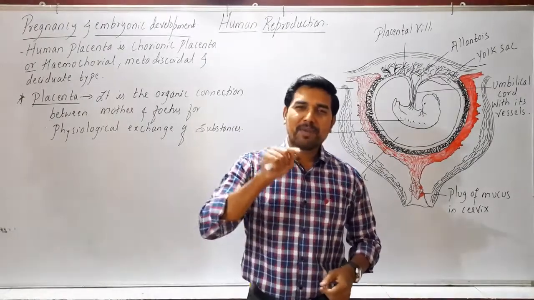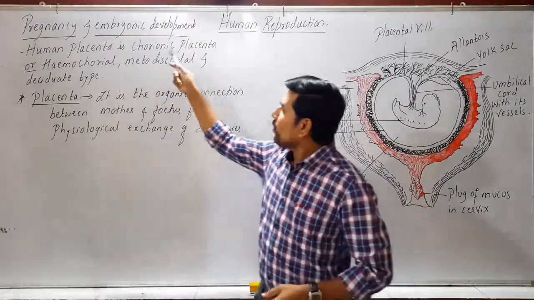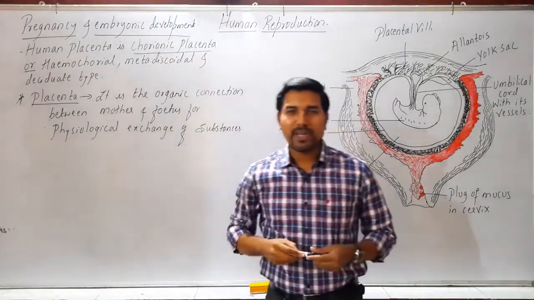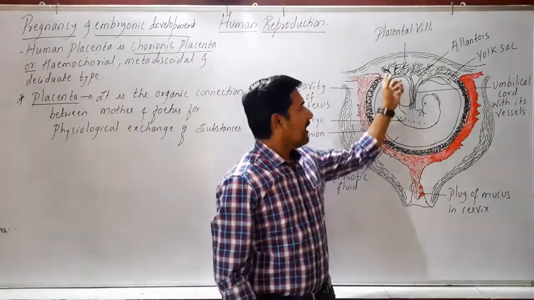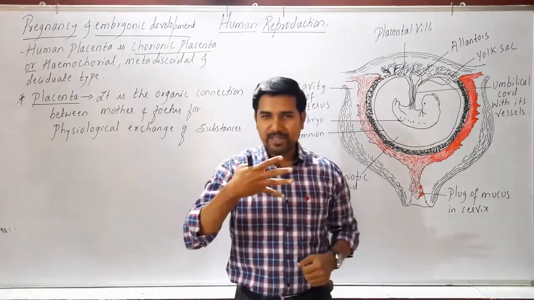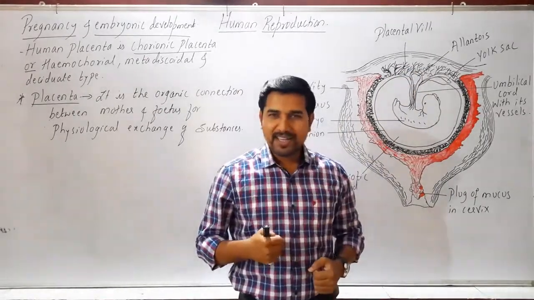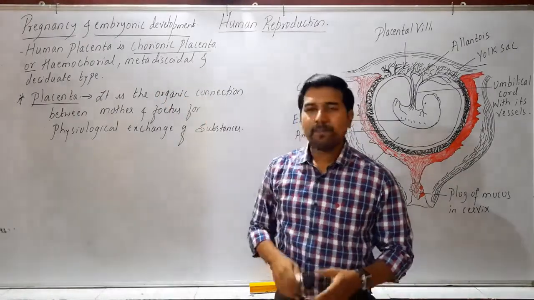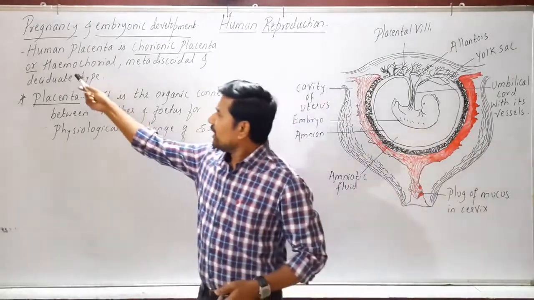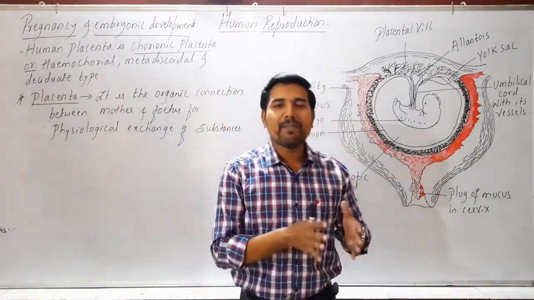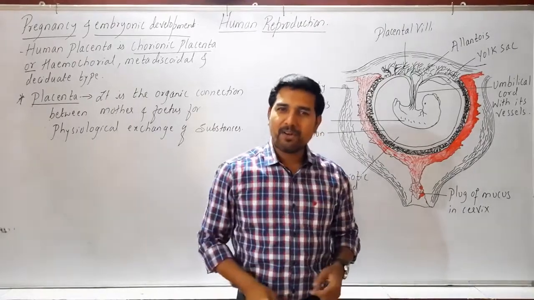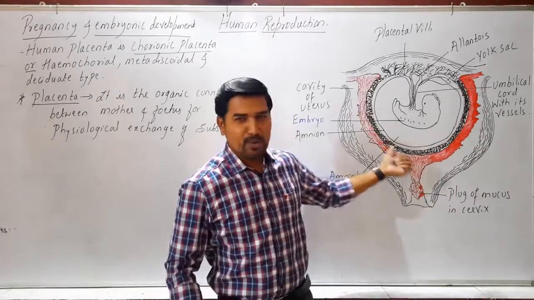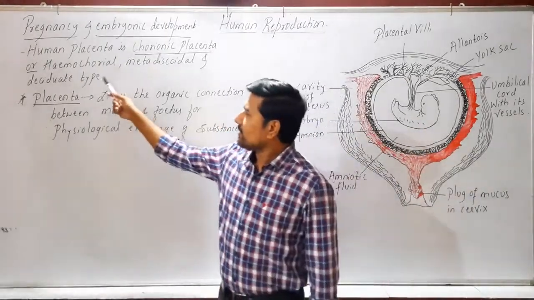Okay, then when the placenta gets developed in the womb of the mother, what type of placenta is a human placenta? The human placenta is said to be chorionic placenta, because the outer layer has finger-like projections which arise from the trophoblast cells, which we call chorionic villi, and hence it is termed chorionic placenta. Or this is also termed a hemochorial placenta. Hemo meaning blood. It is dipped in the blood of the mother, in the blood vessels of the mother, especially in the uterine layer, and hence it is termed hemochorial.